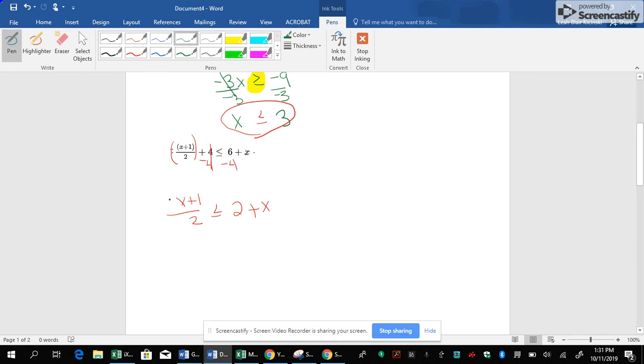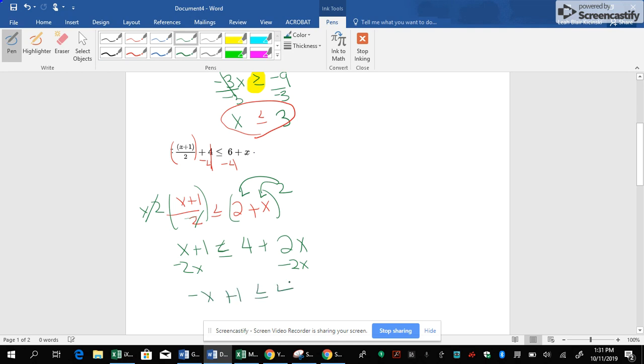Now is the time where I can get rid of this divide by 2 by timesing it by 2. But just remember that you multiply the whole sides by 2. So this times 2 and this divide by 2 will cancel. And I do the whole side, not just the first number, but both numbers. 2 times 2 is 4, and x times 2 is 2x. Oops, that's the wrong symbol. Okay. Move the x's to the same side. And then x minus 2x is negative x plus 1 is less than or equal to 4.